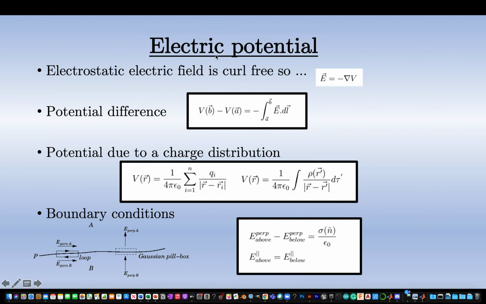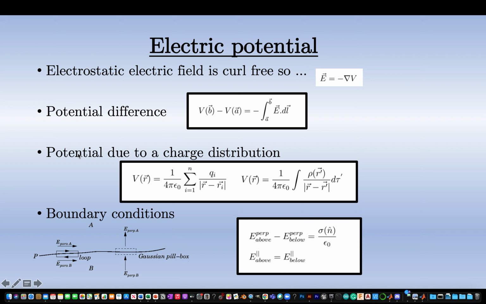Then we are introduced to the idea of electric potential. Since the curl is 0 in the electrostatic case, we can write the electric field as the negative gradient of a scalar potential. Based on that, we can define a unique potential difference between points, because the work done is only dependent on the initial and the final points and not on the path taken.